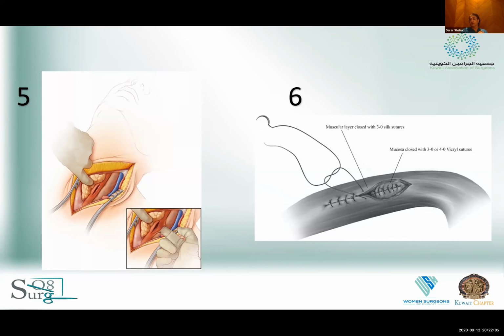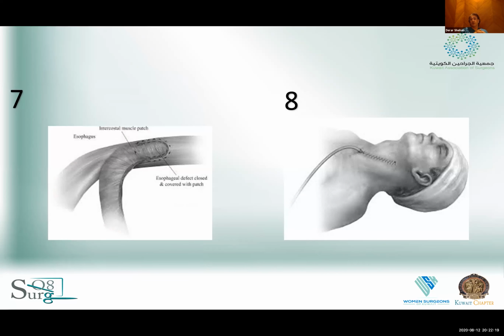You close the injury in 2 layers with interrupted absorbable suture. I usually use 3 or 4 Vicryl. After closing your injury or the perforation, I always buttress it with muscle. Either I use the omohyoid or part of the sternocleidomastoid, and then I attach it basically onto my repair.